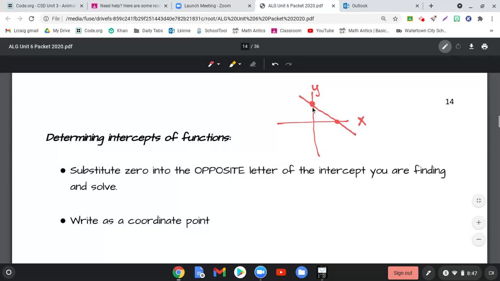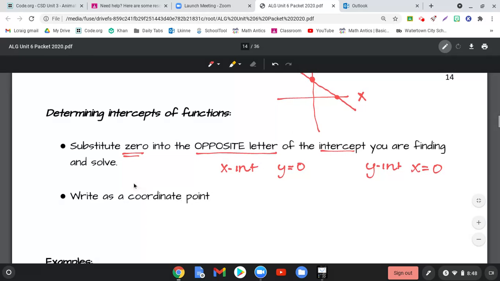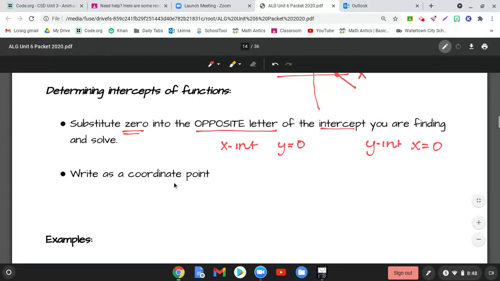Now, at the y-intercept, your x value is 0. At the x-intercept, your y value is 0. So to do this algebraically, without a graph, substitute 0 into the opposite letter of the intercept you're trying to find. So if you're looking for the x-intercept, you're going to plug 0 in for y. If you're looking for the y-intercept, we'll plug 0 in for x and solve. And then we'll write it as a coordinate point. So it'll be either 0 and some number or some number and 0.